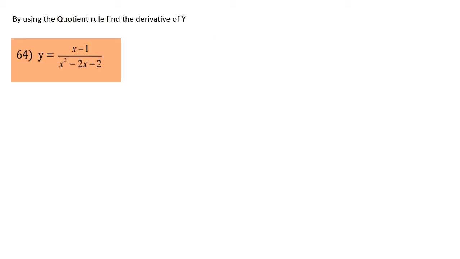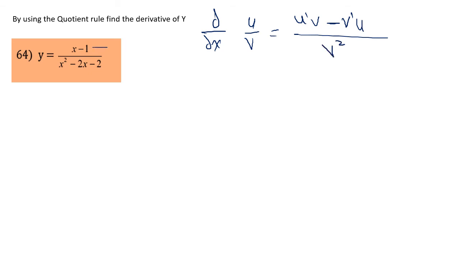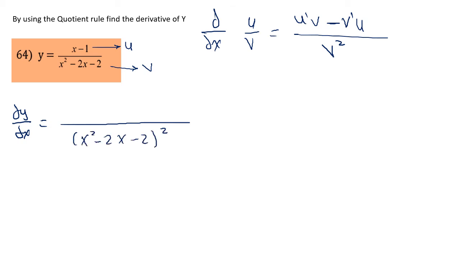By using the quotient rule, find the derivative of the function. The quotient rule, d by dx for u over v, is (u dash v minus v dash u) over v squared. So we call this u and that one v. So dy by dx is equal to (x squared minus 2x minus 2) all to the power of 2. Then the derivative of x minus 1, which is 1, multiplied by the denominator, minus the derivative of the second, which is 2x minus 2, multiplied by the first.